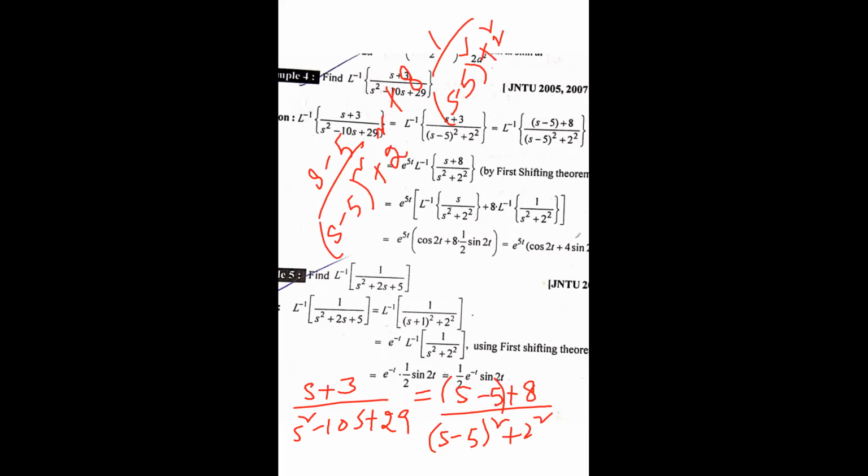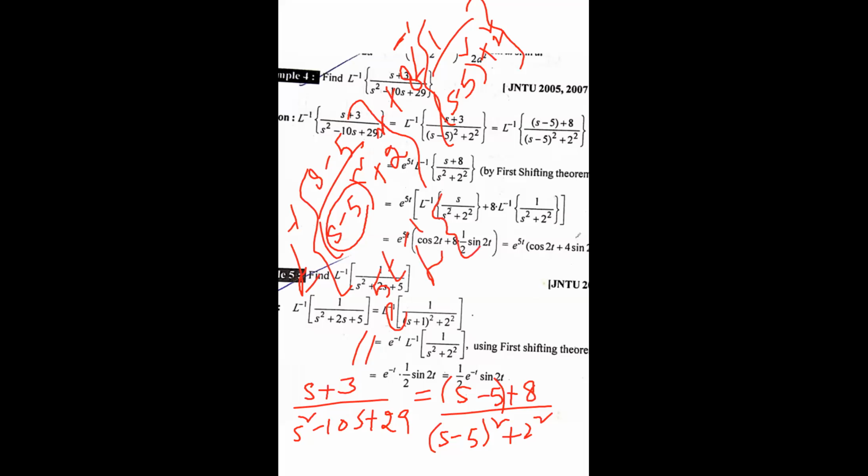First of all, we apply the L inverse on both functions. In the inverse Laplace transform, we have to convert s minus 5 to s. So first we take the opposite sign of minus 5, and in the answer we write plus 5, e power 5t. Then s minus 5 is converted to s, giving s by s square plus 2 square.